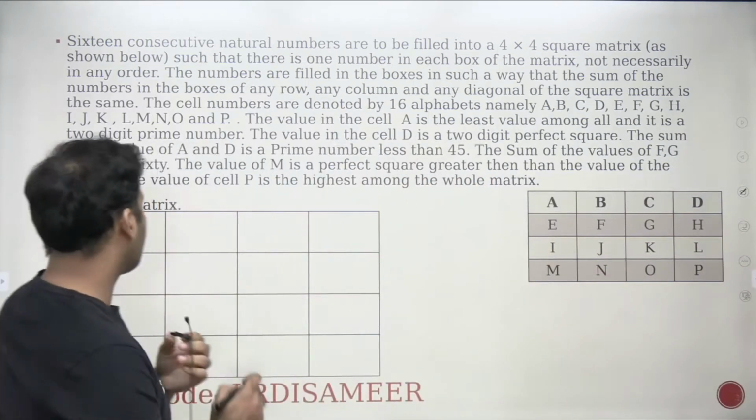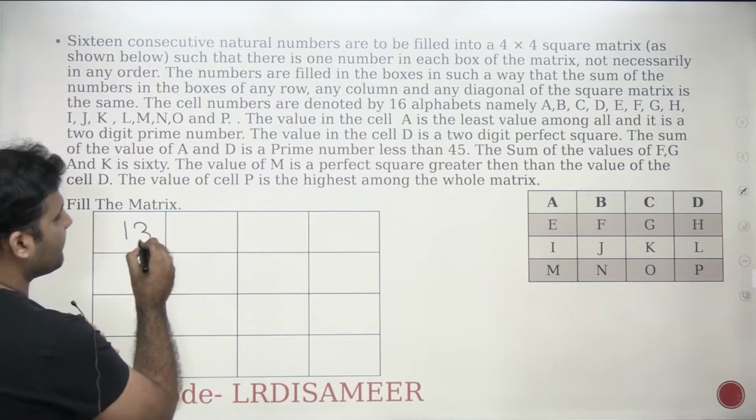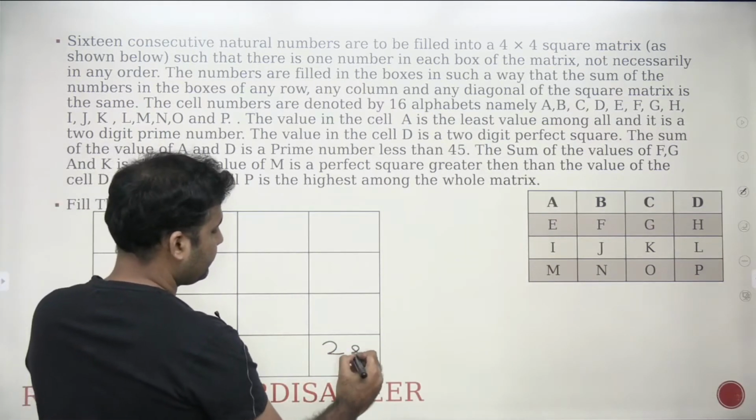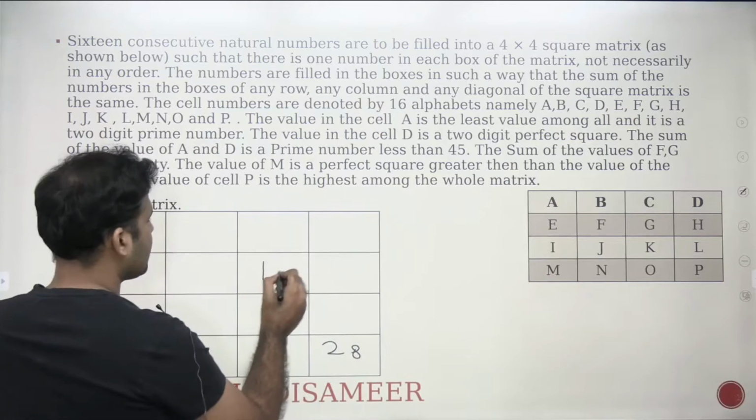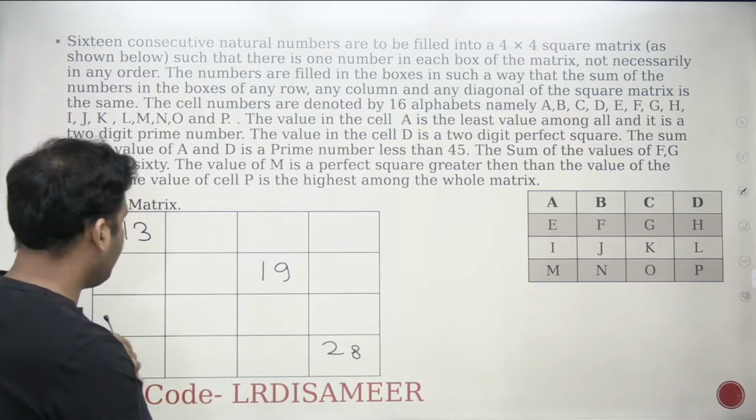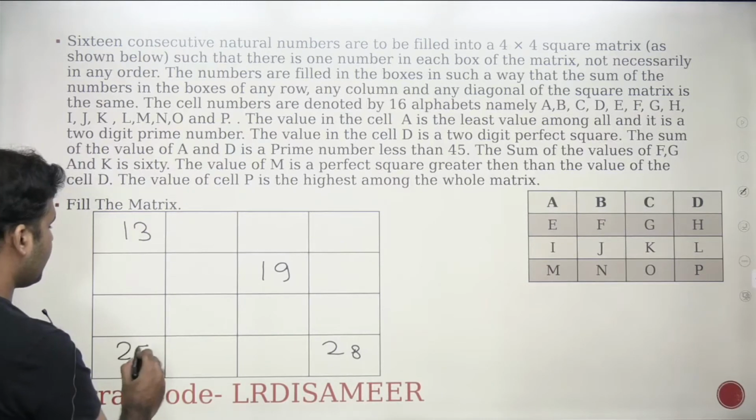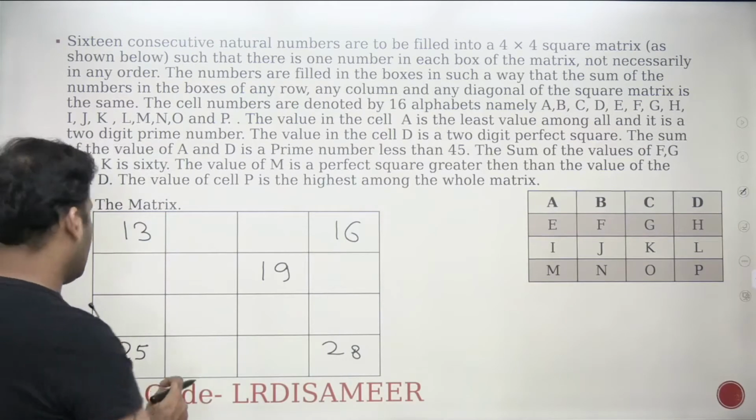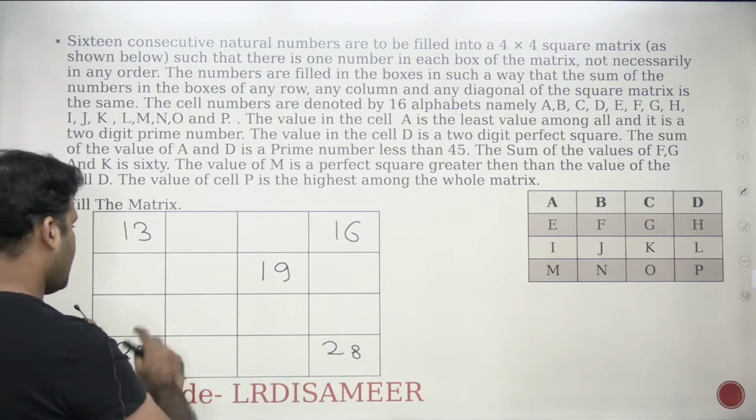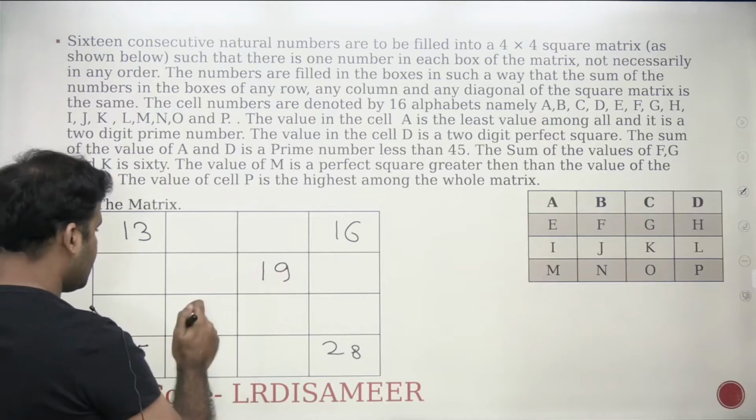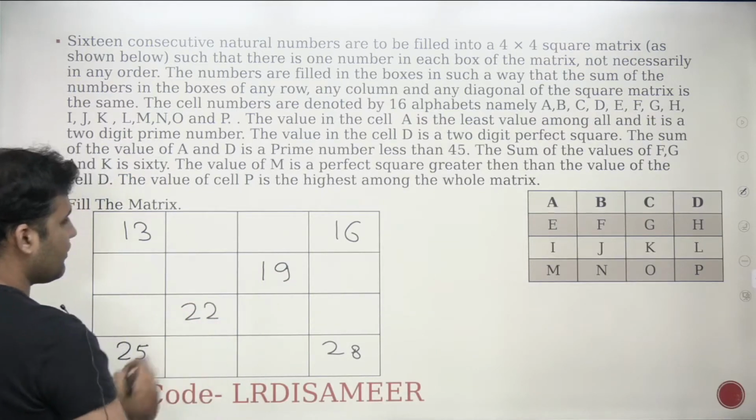What we have got till now is that this value is 13, right? And this value is 28, and we got g as 19, right? f plus k is 41, m we have found as 25, right? This value is 16. So we have got these values till now, and this will be j, right? 25 plus 16 is 41, 41 plus 19 is 60, and this is 22. So these are the values that we know.